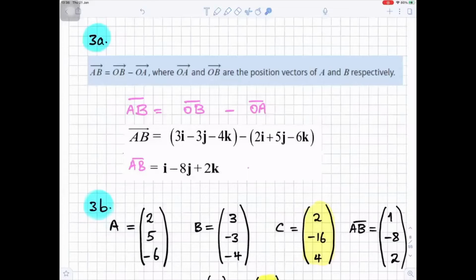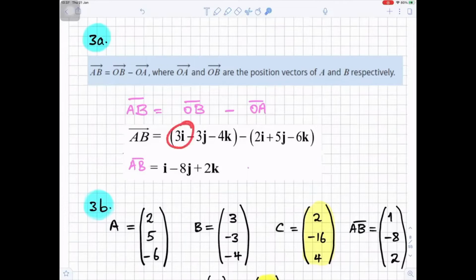For question 3a, we're going to use this formula. AB is equal to OB minus OA, where OA and OB are the position vectors of A and B respectively. It's very important: it is OB minus OA, the second letter minus the first. So when we do that, AB is 3i minus 3j minus 4k minus (2i plus 5j minus 6k).